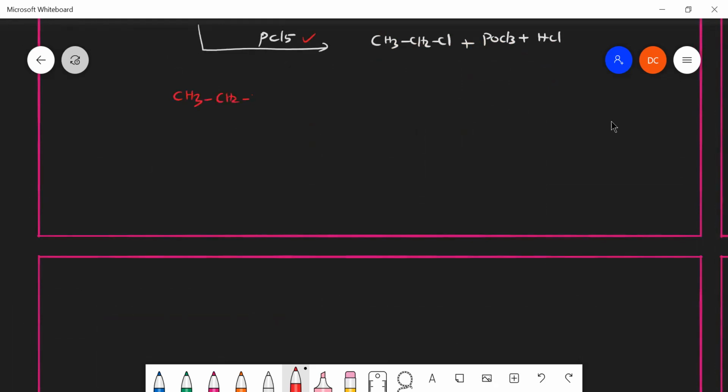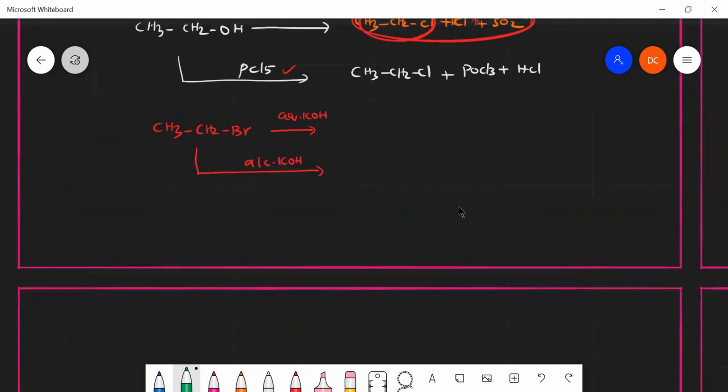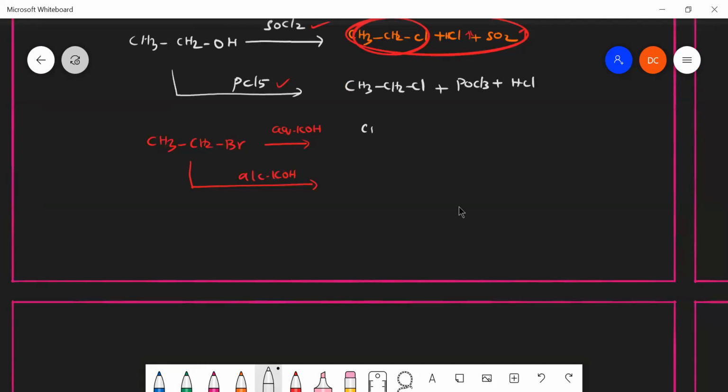CH3, CH2, Br is going to react with aqueous KOH, and the same thing will be reacting with alcoholic KOH. What kind of products can it be? Aqueous KOH and alcoholic KOH. For aqueous KOH, CH3 CH2 OH will be formed. Okay. Alcoholic KOH.